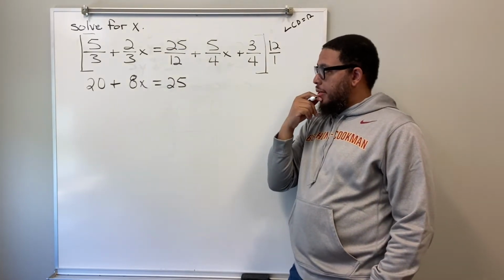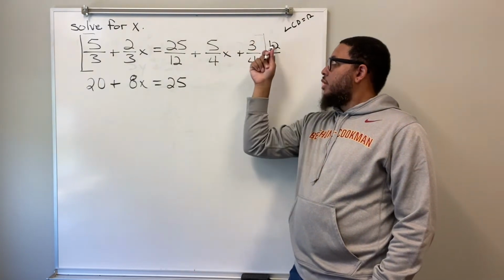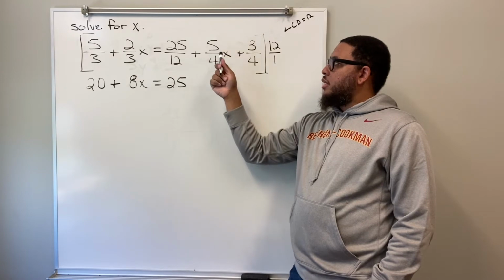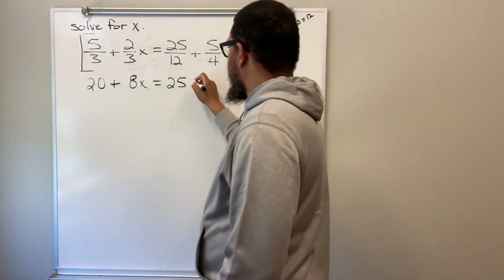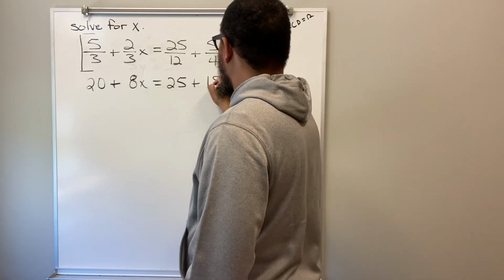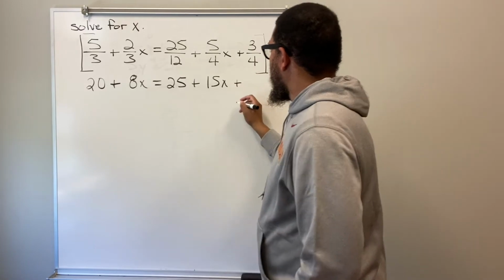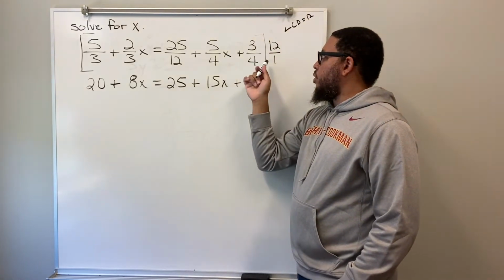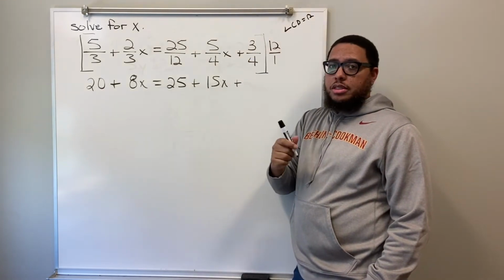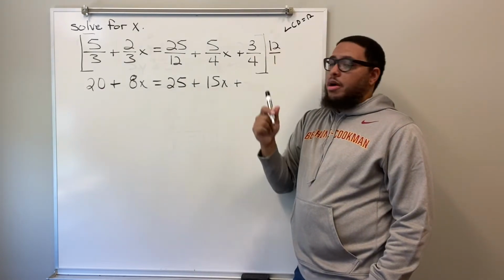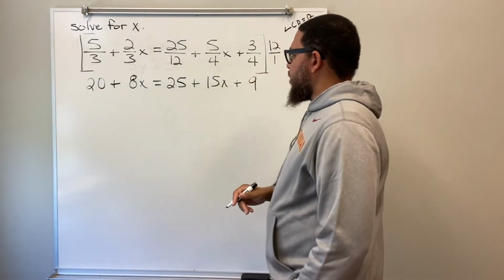All right? Then I do the same thing with 5/4. 12 times 5 is 60. 60 divided by 4 is 15. So now I got 15x. And then I'm doing 12 times 3/4. So 12 times 3 is 36. And then 36 divided by 4 is 9. So then I'm at plus 9.